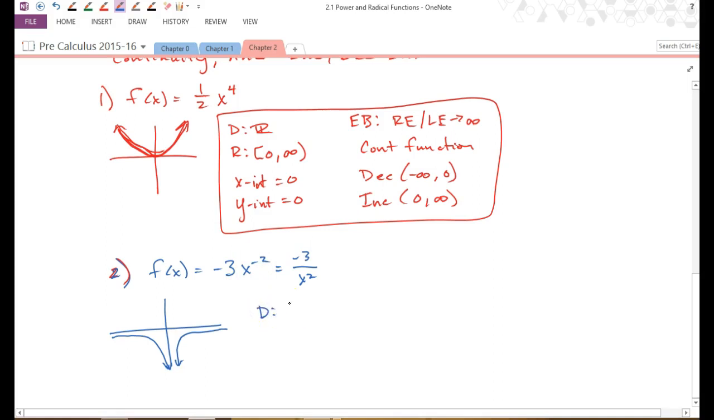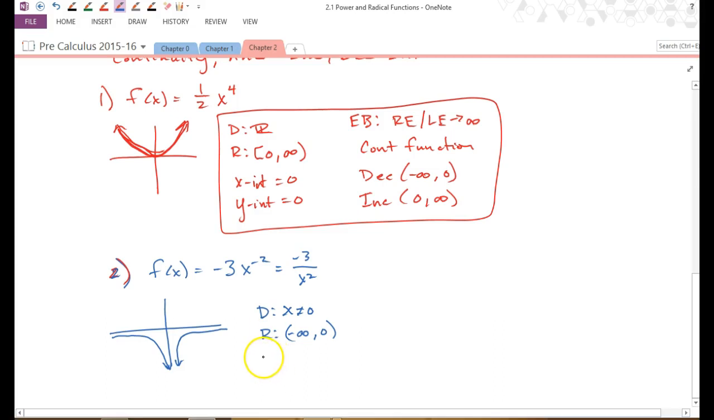All right, so let's talk about domain. What is the one value that x cannot be? Zero. You can't divide by zero, so x cannot be zero. The range. Think about going from bottom up. What's the lowest value that the y value can be? Negative infinity. What does it go up to and stop? To zero. Does it ever reach zero? No. So we need a parenthesis with it. So negative infinity to zero. You could also say y is less than zero.